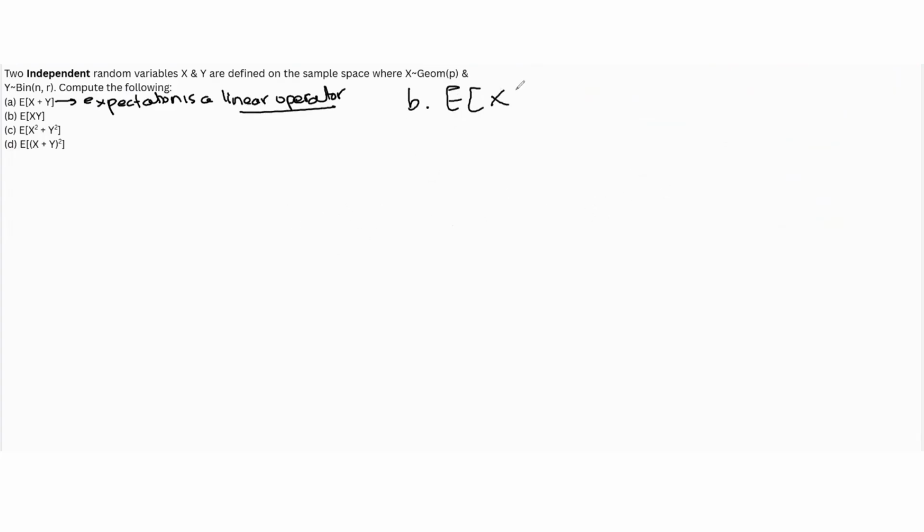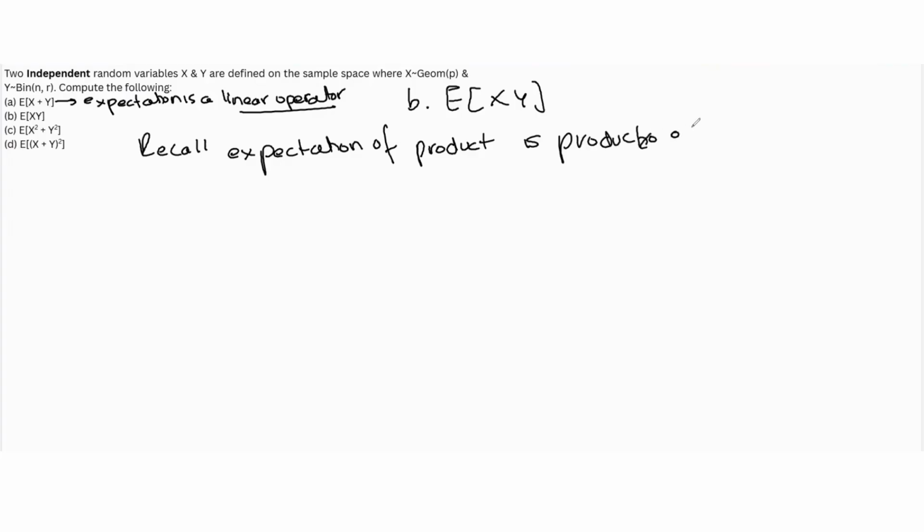Part B is we want to find the expected value of XY, the expected value of a product. Now here we're going to recall that the expectation of a product is the product of expectations if independence holds. Now here is a condition: if independence holds. This is something that we need to keep in mind, right?